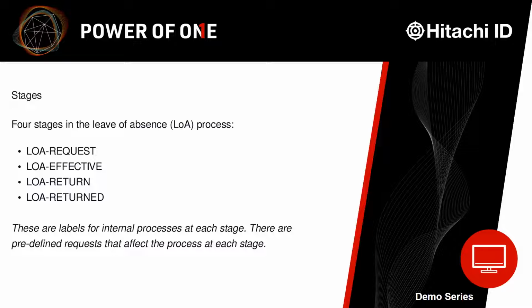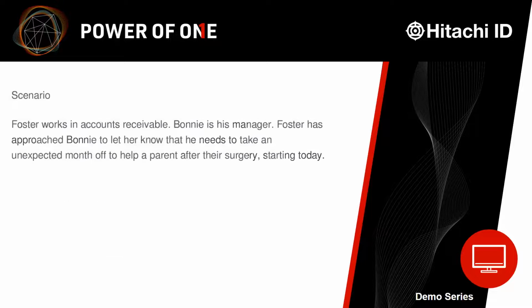First, LOA request. The manager submits an LOA request for a subordinate. The user must not already be on leave of absence in order for the manager to submit the request. Then, LOA effective. After the LOA date has passed, the user's accounts are disabled and they are given LOA status. Next, LOA return. The user is pending return to active status. The user must already be on LOA for this stage to take effect. And finally, LOA returned. The user has returned from leave of absence, their accounts are re-enabled, and their HR status is set to active.